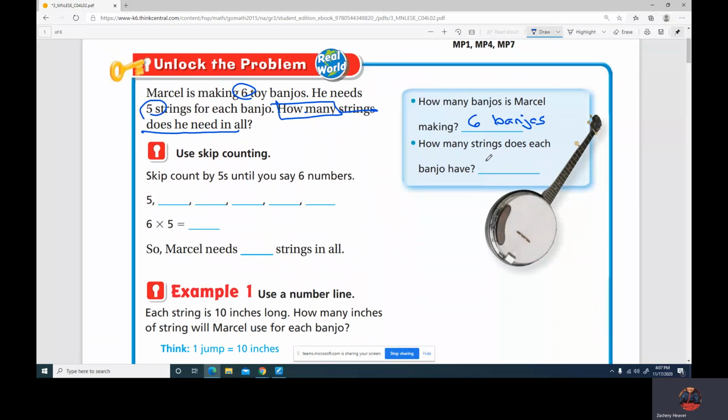And how many strings does each banjo have? 5 strings. Those are the two numbers we're looking at: 6 and 5. Let me move my microphone a little bit closer.